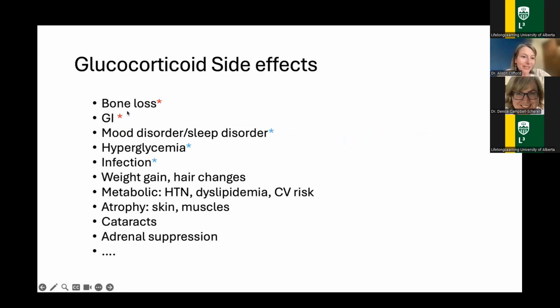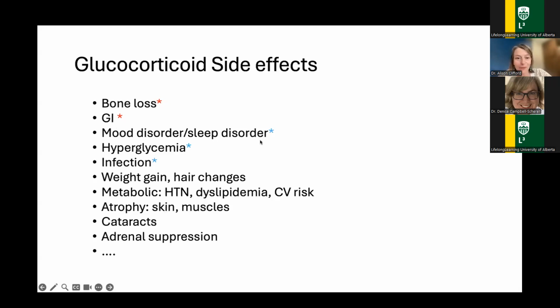I put little red stars above the first two, bone loss and GI disease, because those are the two that happen so frequently. We usually aim to prophylax everybody against this. So everyone with GCA, when we're starting steroids, we suggest calcium, vitamin D, and bisphosphonate or another bone protecting agent. And for most of these elderly patients who are going to get high dose prednisone, I would suggest a PPI.